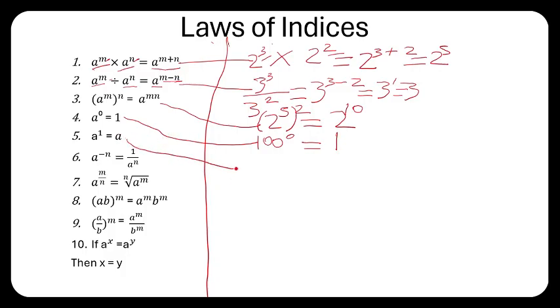So the next one, let's say 5 raised to power 1, it will give us 5. The next one, 8 raised to power minus 3. This will give us 1 over 8 cube. And 8 cube is equal to what?